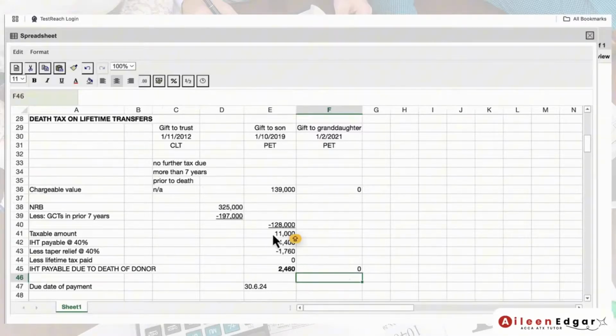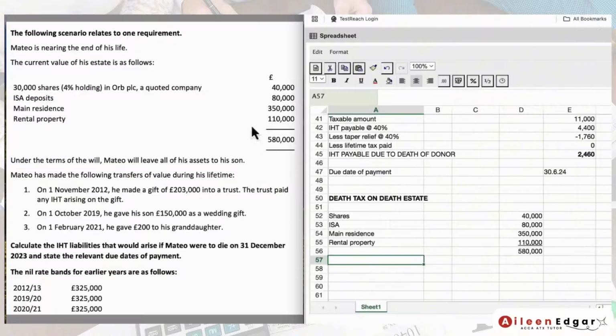Okay, so that is us. We've done death tax on the lifetime transfers now. And the third component then is looking at the death estate itself. So what did we have in the estate? We had shares, an ISA, a main residence and a rental property. So your first step is going to be pulling together the things that are taxable.